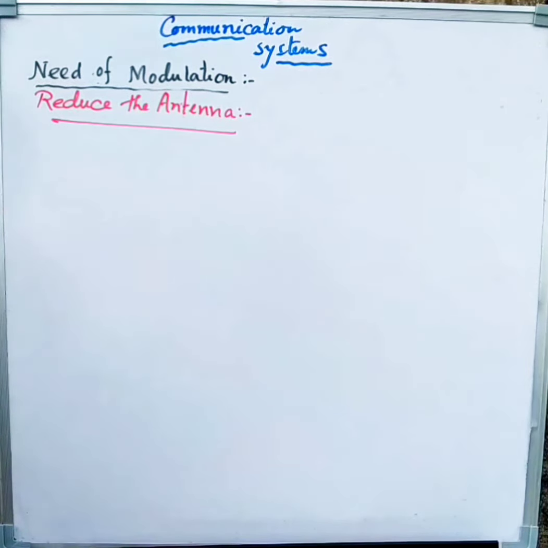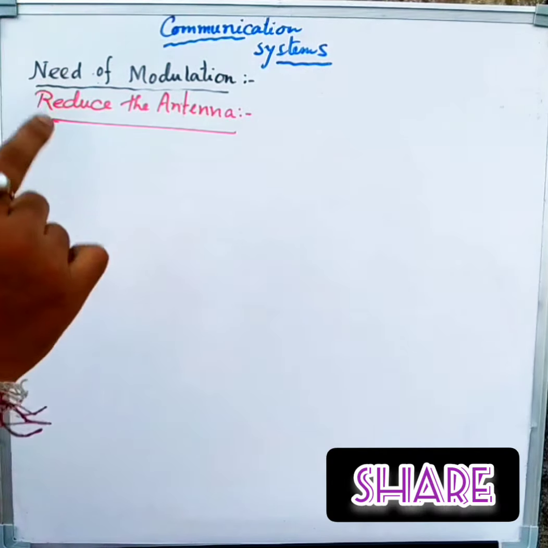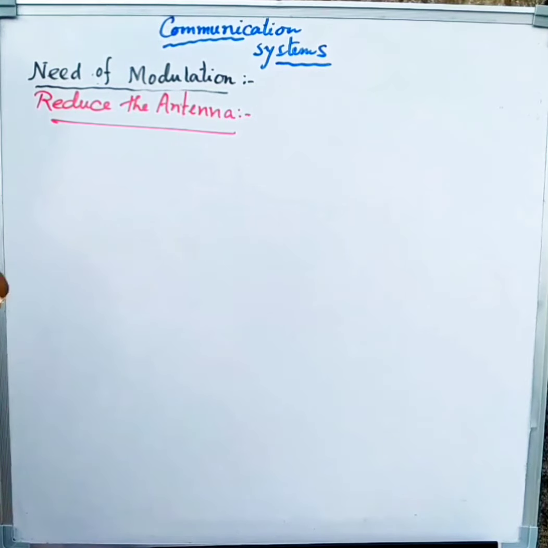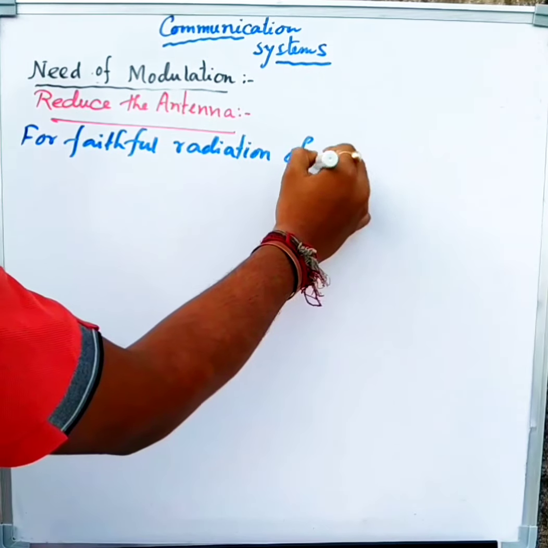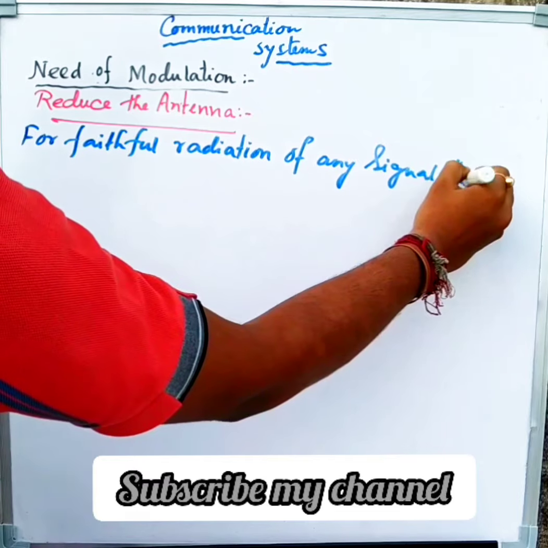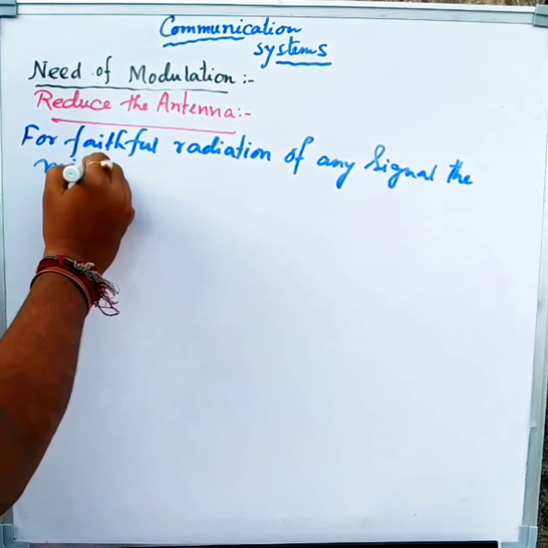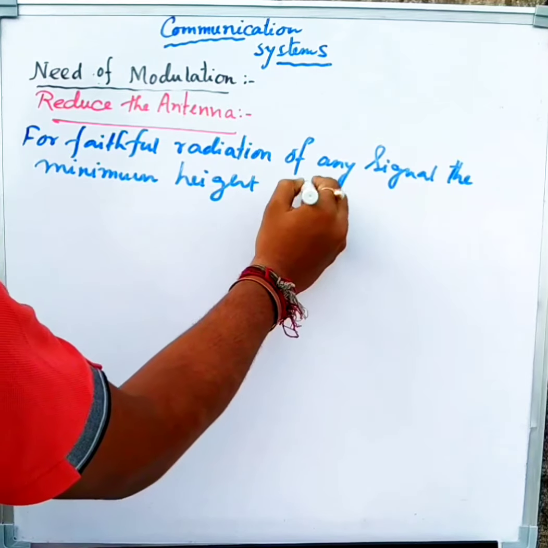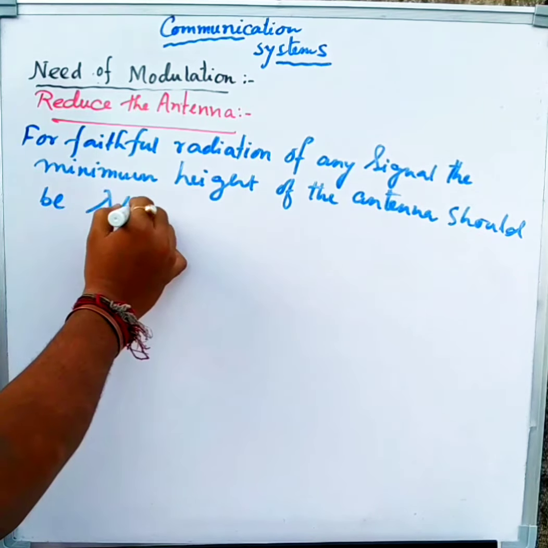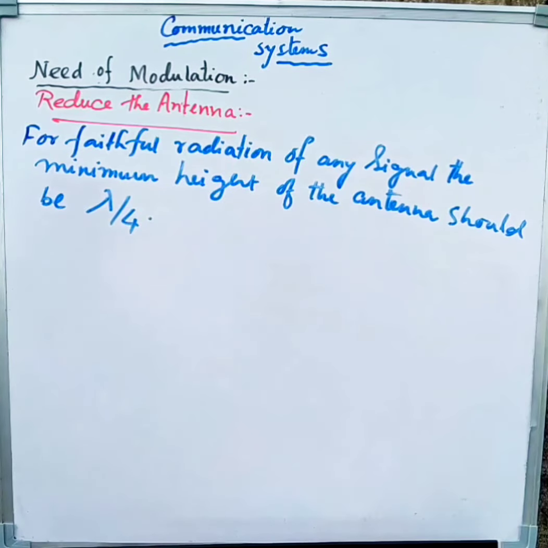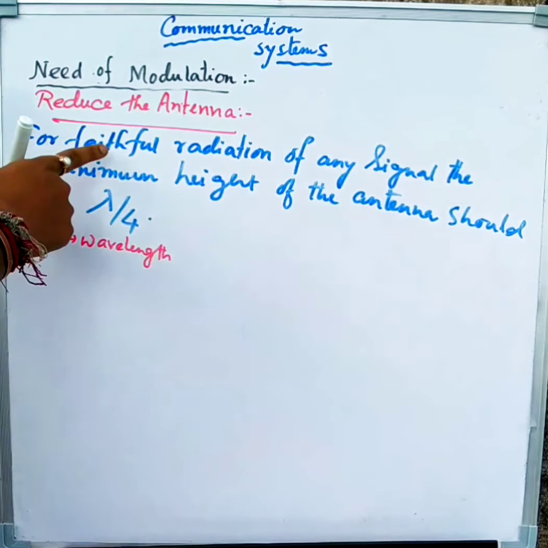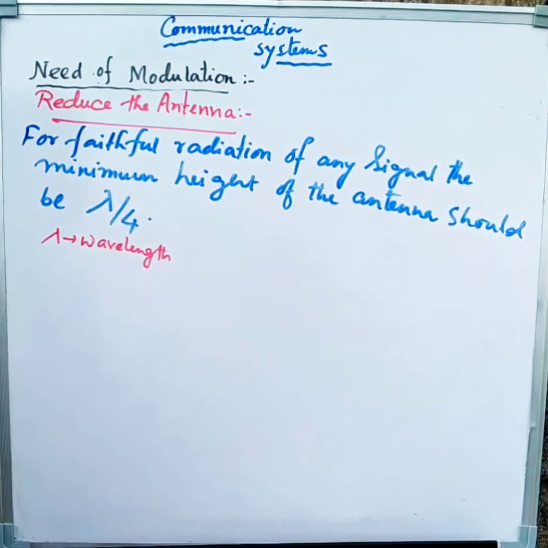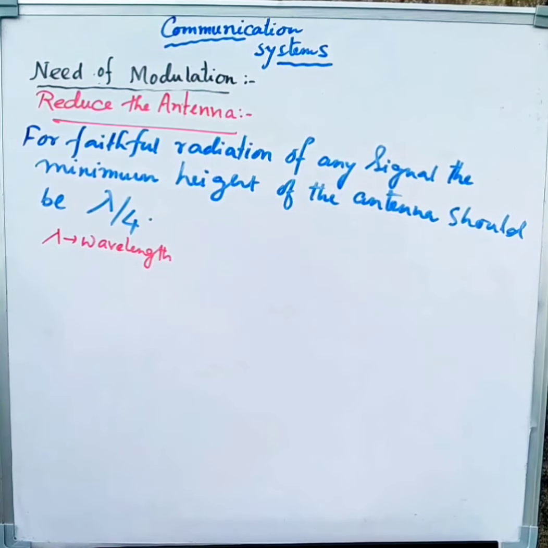First of all, always remember, for faithful radiation of any signal, the minimum height of the antenna should be lambda by 4. So I am writing here, for faithful radiation of any signal, the minimum height of the antenna should be lambda by 4. What is lambda? Lambda is the wavelength. This is the main thing you have to remember.